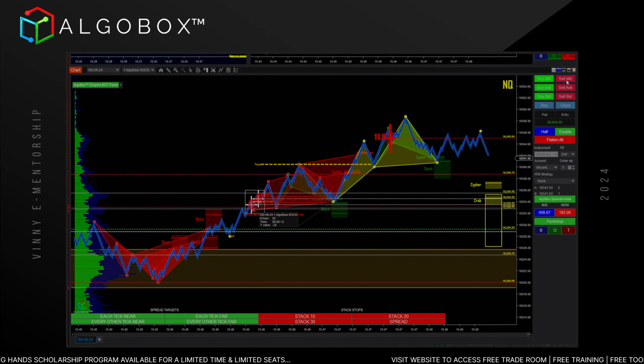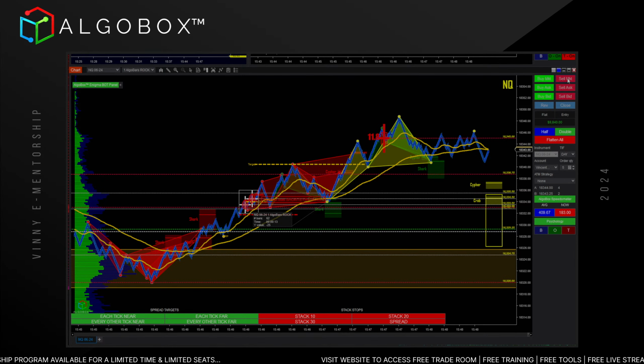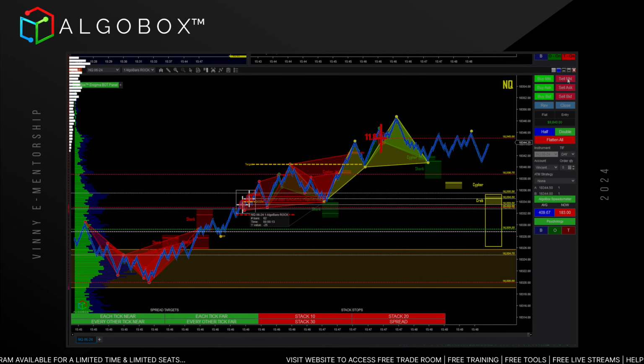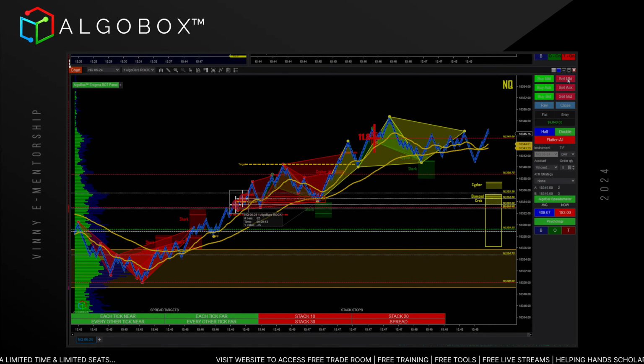Fib NQ on the 2. We are a minute 30 from the 350 algo.